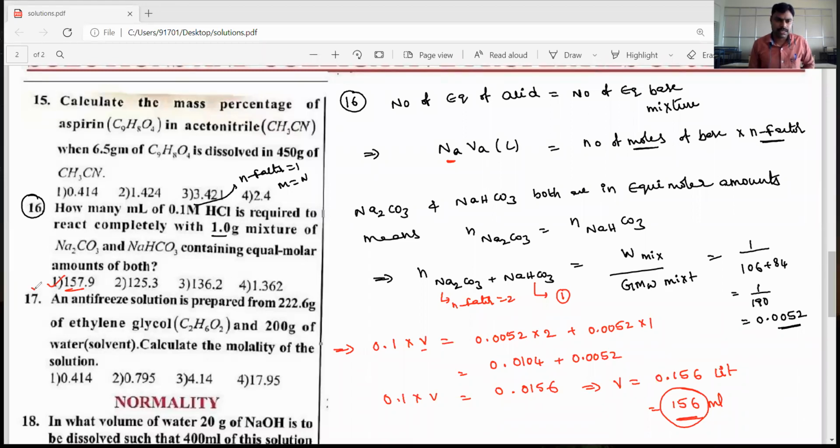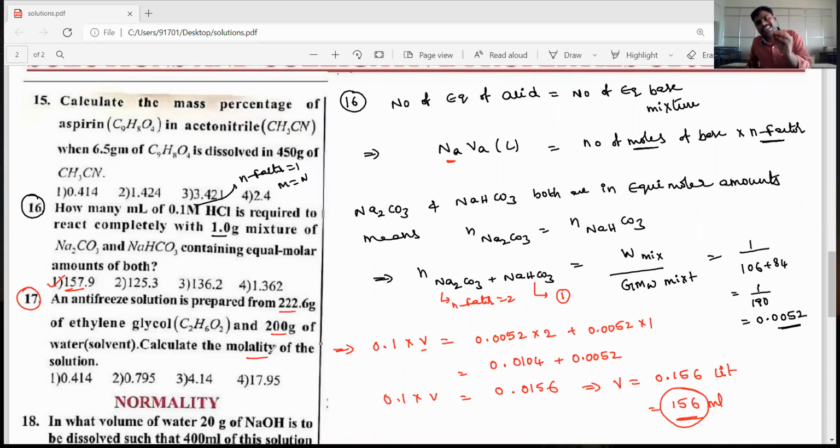Okay, let's go for the 17th question, dear students. What did they give? An antifreeze solution is prepared with ethylene glycol in water. 226.6 grams of ethylene glycol is present in 200 grams of water. We need to find its molality.